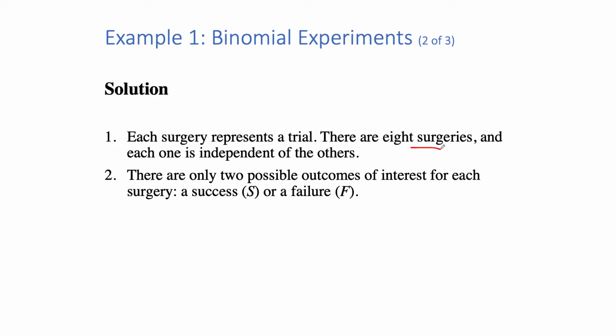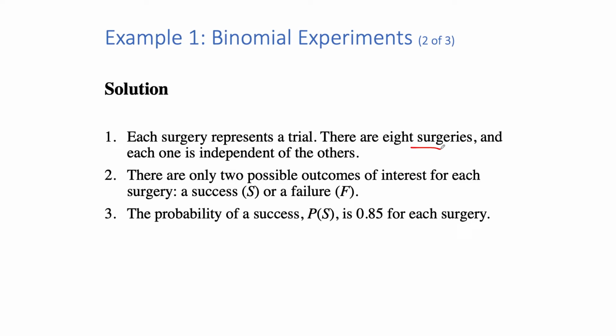Okay. The second thing is that there are only 2 possible outcomes for any of these surgeries. On each trial, there are only 2 possible outcomes. Either it's classified as a successful surgery, or it's a failure, where the surgery doesn't work. So there are only 2 possible things that could happen on any given trial. The probability of success for a trial is 0.85. That tells me that 85% of surgeries are successful, which tells me that the probability of success on any given trial is 0.85 for each surgery.